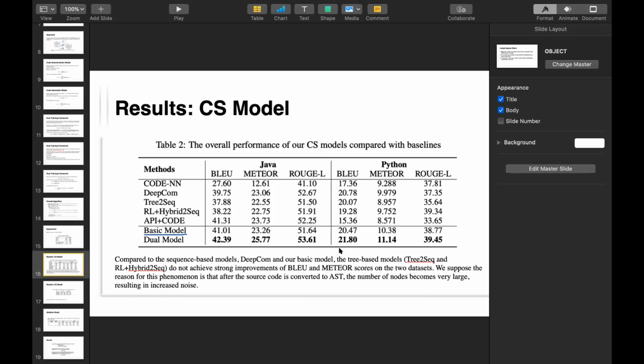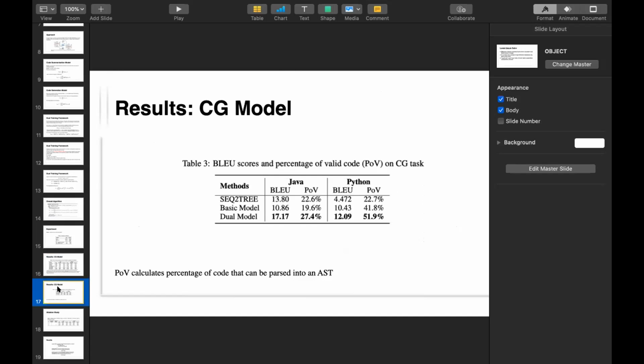Please go on. Okay. Yeah, they indeed choose some state-of-the-art baseline methods, like the API plus the code, which is another paper that I have read. And you can see that by using their dual model, the result is quite good. And this is for the code summarization model. Similarly, for the code generation model, they also compare to some baseline models. And here the POV calculates the percentage of code that can be parsed into AST.